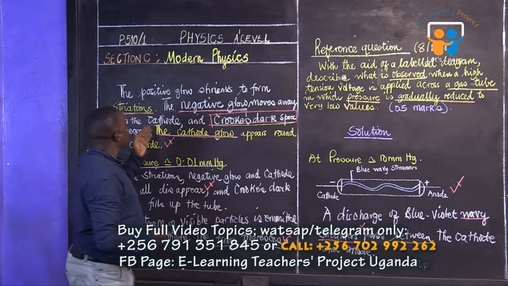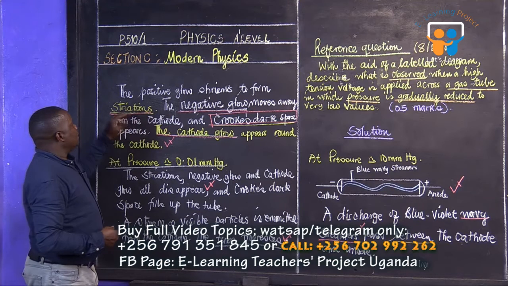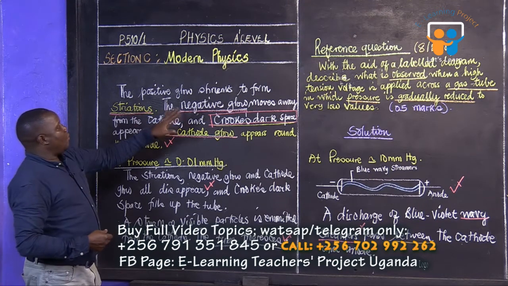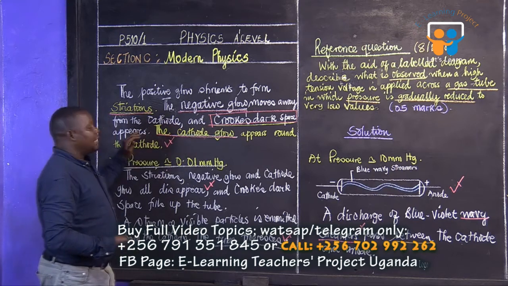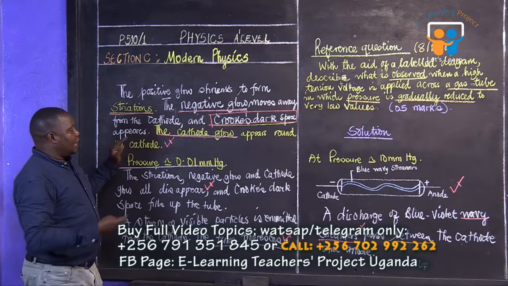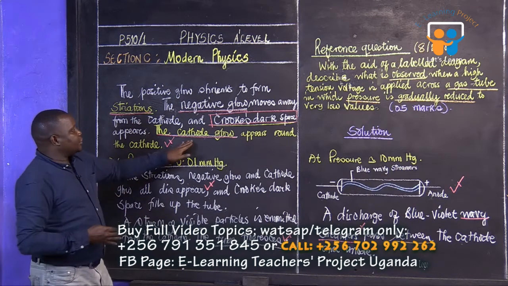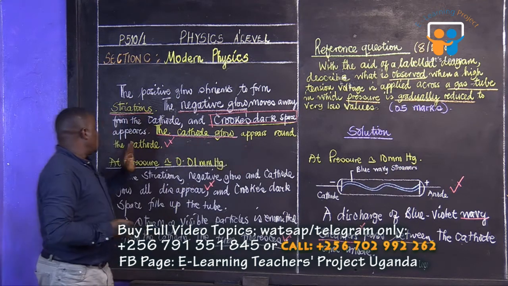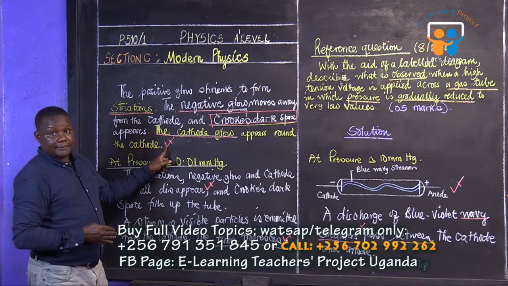Now, this is our explanation. We are saying the positive glow shrinks to form striations. The negative glow moves away from the cathode. We already know that. And Crookes dark space does what? Appears. All right. And when our Crookes dark space appears, automatically the cathode glow, we said, appears also round the what? The cathode. This one here gave us the half mark.